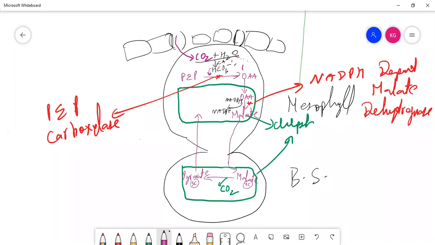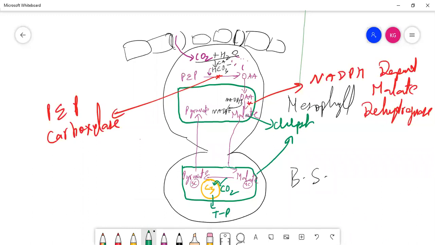Pyruvate comes back. CO2 is released. The concentration of CO2 starts increasing in the bundle sheath. And I have already told you that this chloroplast has all the enzymes of the C3 pathway. So now the CO2 would be captured by the C3 pathway. Now the CO2 would be used by the C3 pathway, and now it is fixed. And we get triose phosphate, which is released.